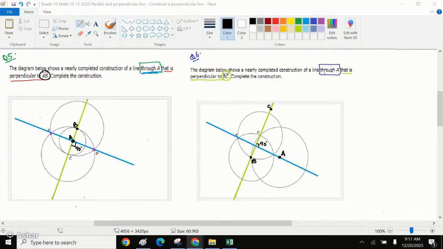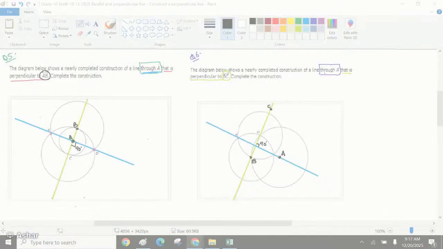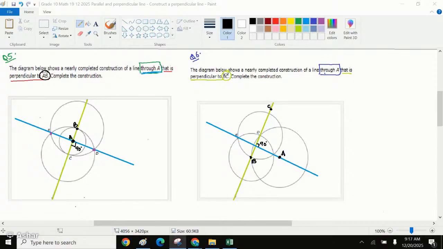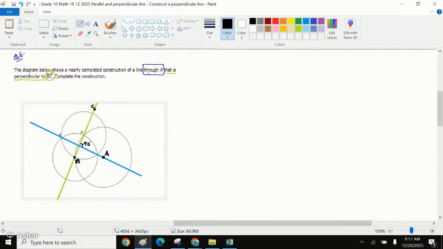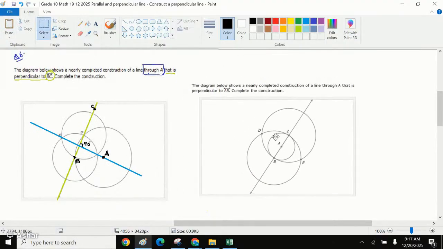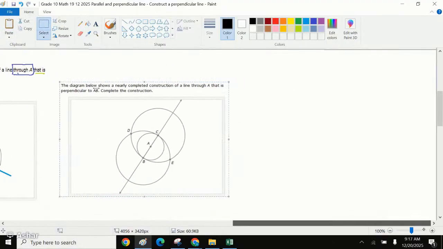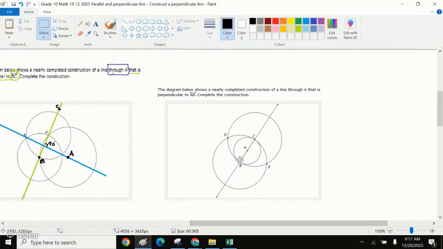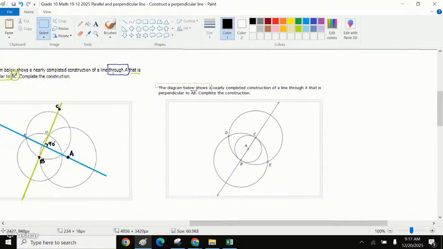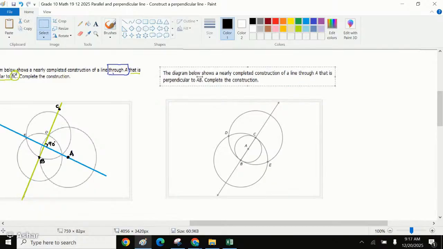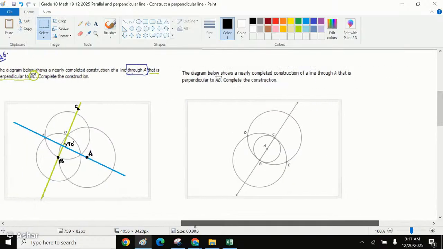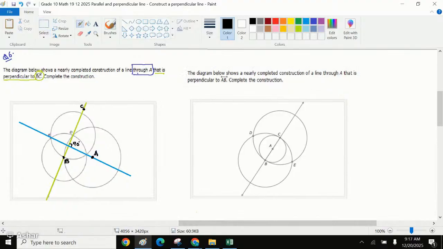The next question is question number 7, and I'll just copy the question so that it's there on our screen. If we have this question over here, and the statement was this, this is question number 7, we did question number 6.